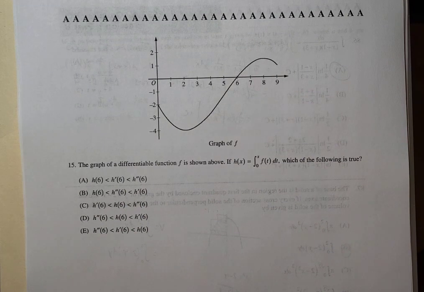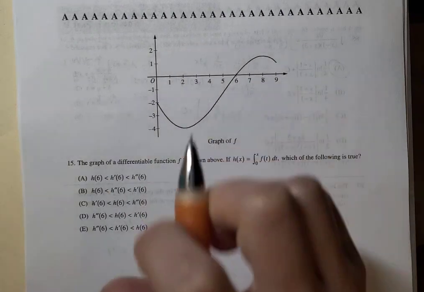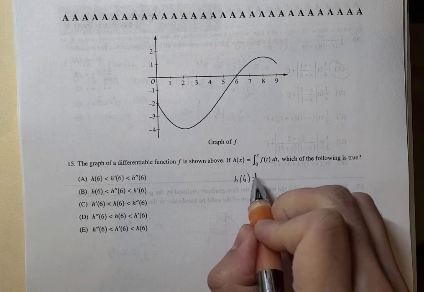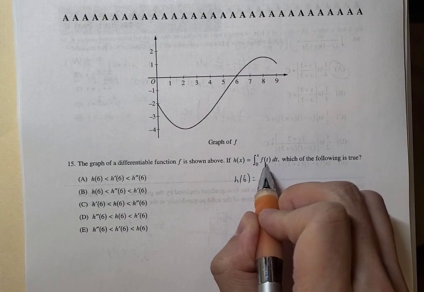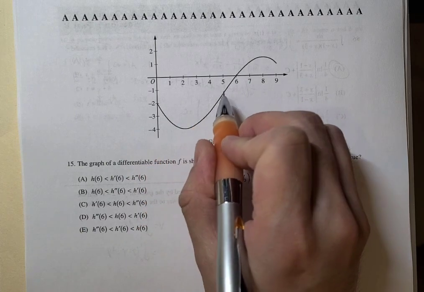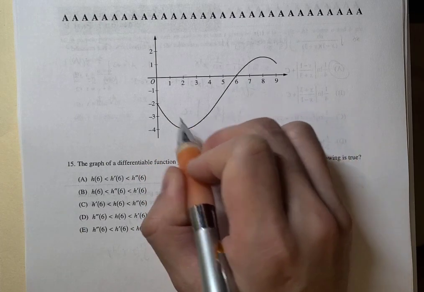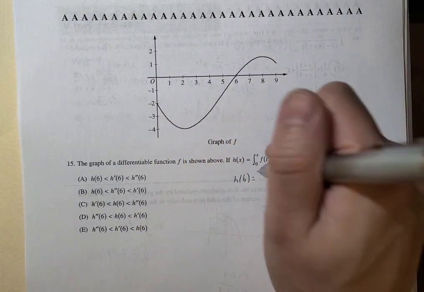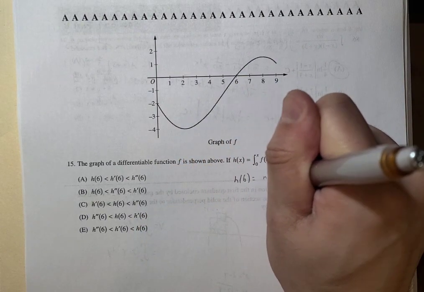So what would h of 6 be? That would be the integral from 0 to 6 of f of t dt. This is f, so it's the integral from 0 to 6. That's the area under the curve. This is below the x-axis, so it'll be a negative number. So let's just say negative.